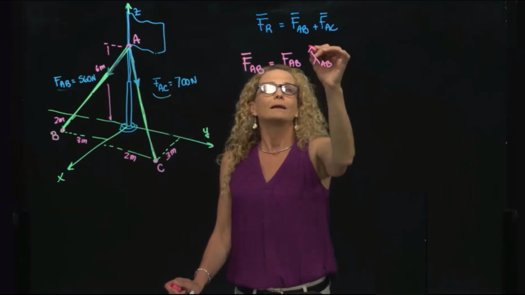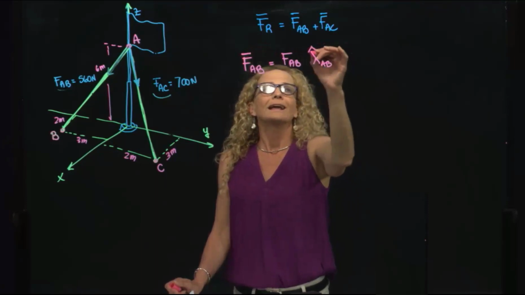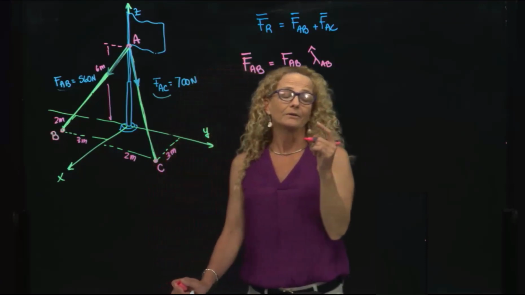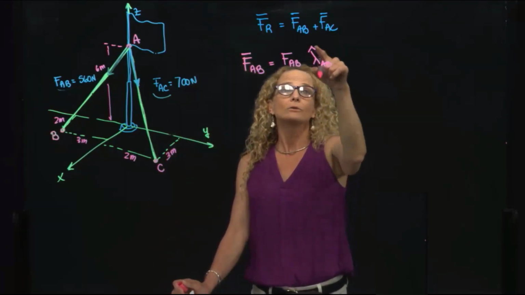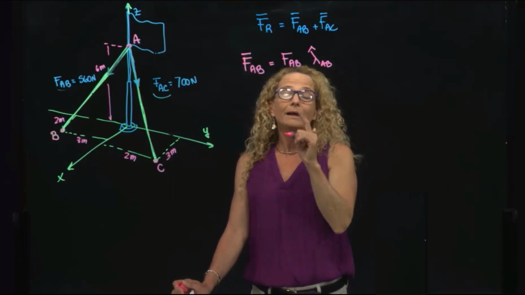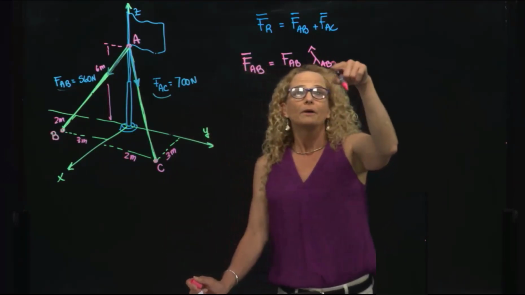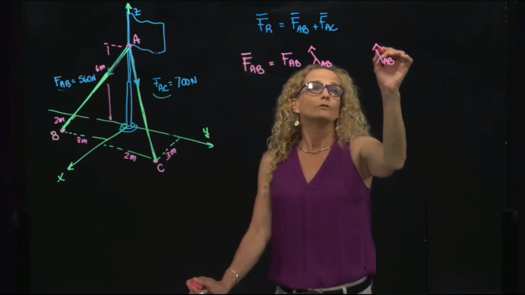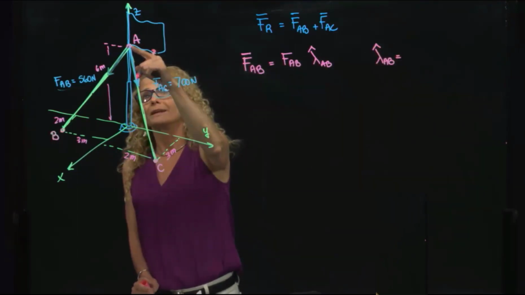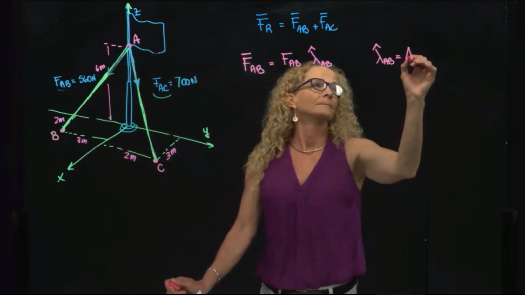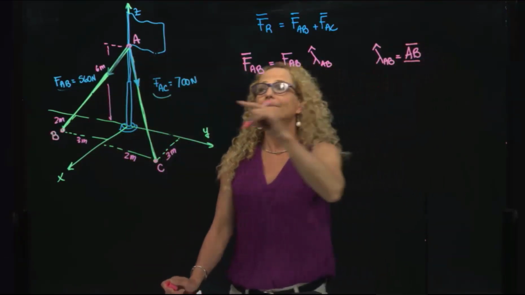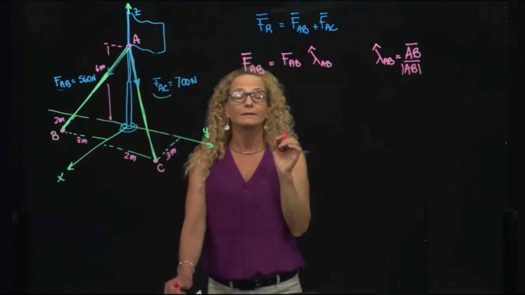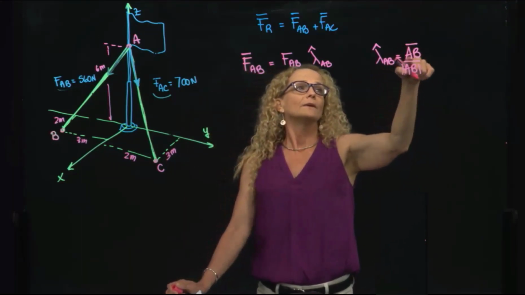and I will make a difference between a unit vector and a vector with a little hat. That unit vector only describes direction. So the magnitude of that vector is 1, and it only describes direction. How do I find this unit vector? This unit vector will be the vector AB divided by the magnitude of that vector, so that I cancel the magnitude and only leave the direction. So what is this vector AB?